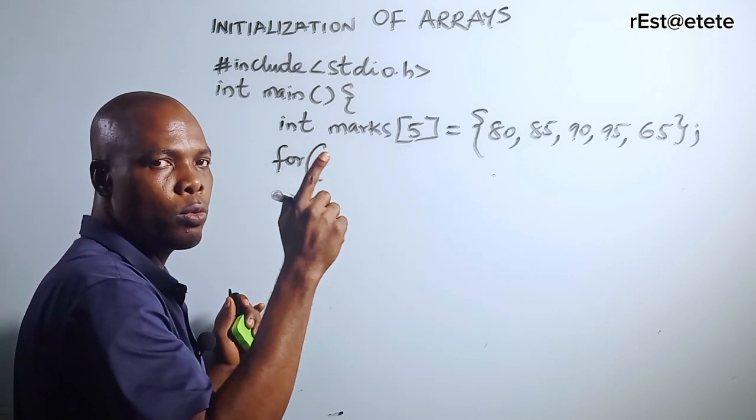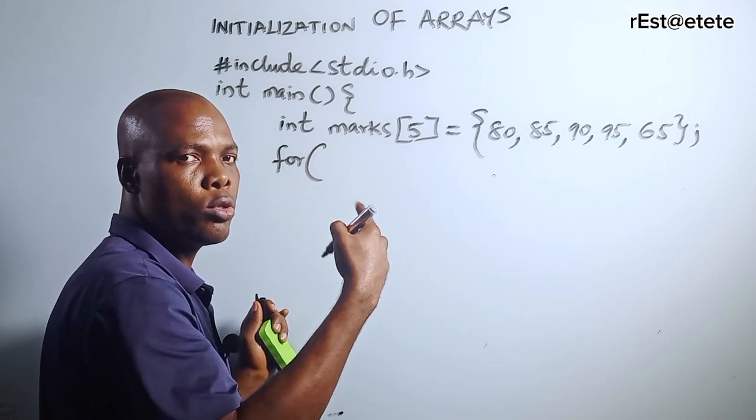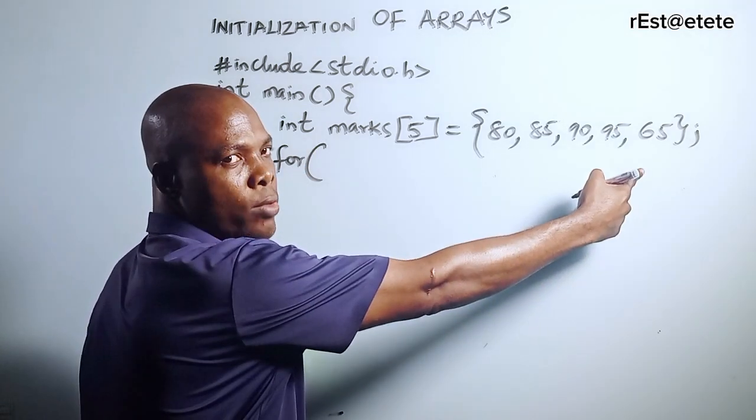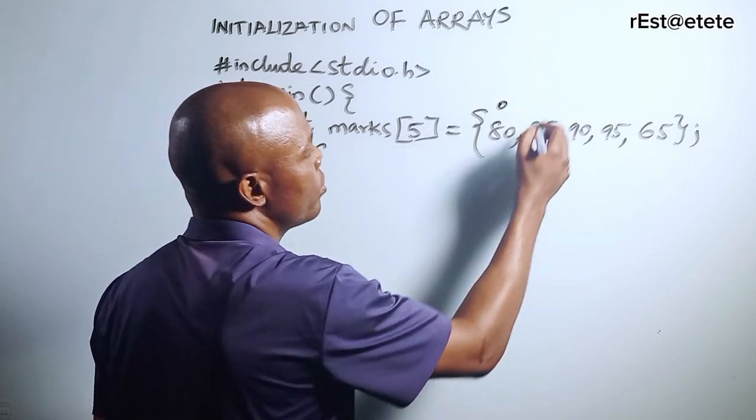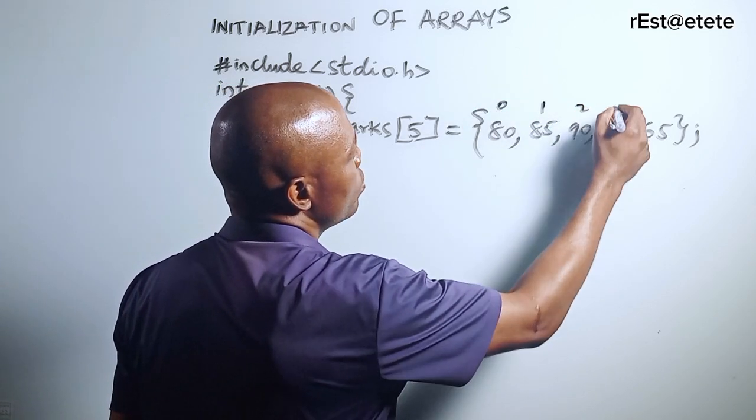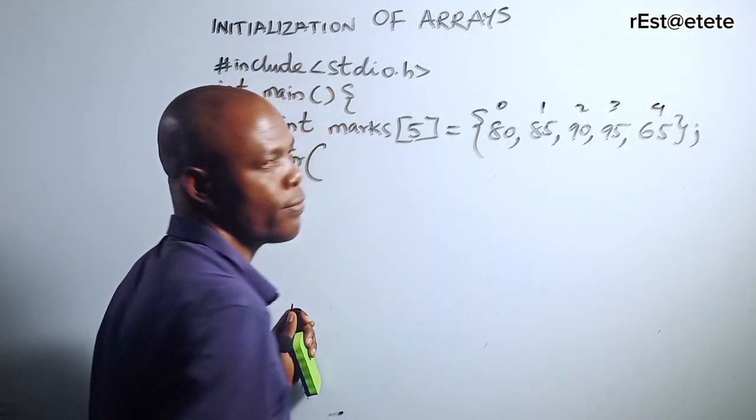I will declare a variable, which is the index, because I'm going to use index to access this. So this one will be what? Index 0. This will be 1. This will be index 2. This will be index 3. And then this will be index 4.